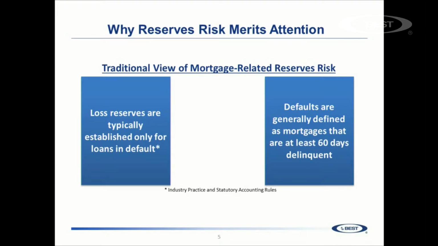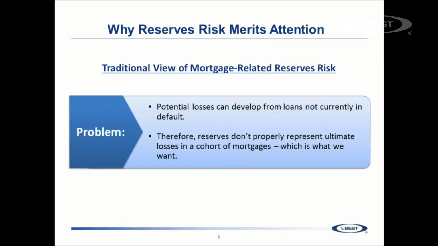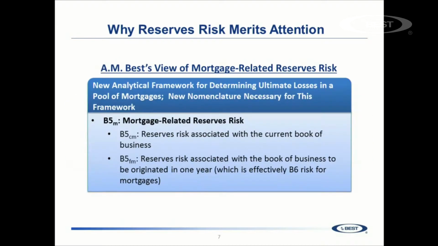So what we need is a framework for calculating ultimate losses in a pool of loans until the last loan in that pool matures. And for that framework, we need a new nomenclature. We've established the nomenclature of B5M, which is mortgage-related reserves risk. And that has two components.